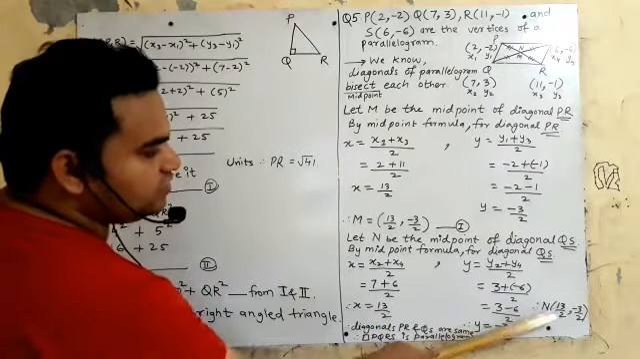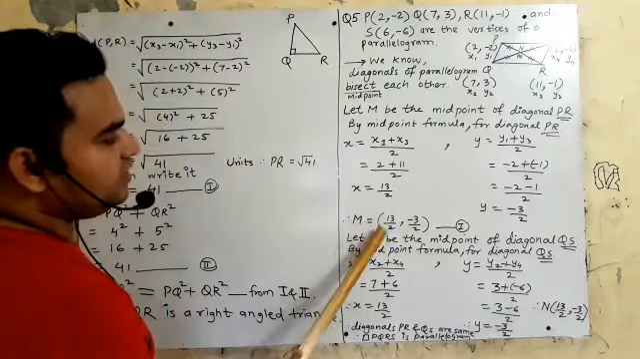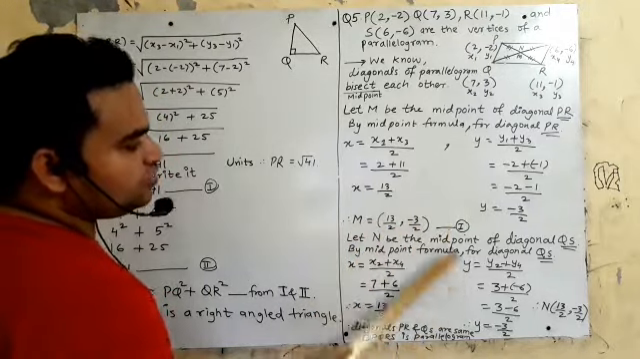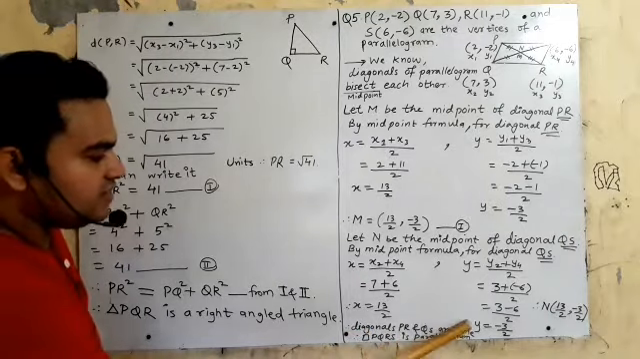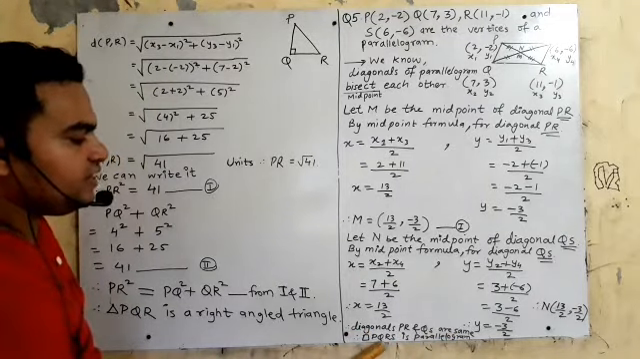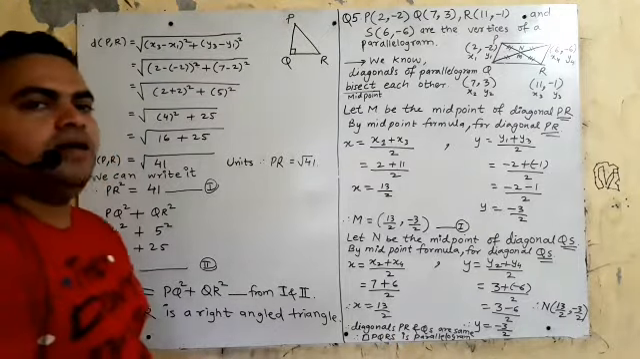See here, it is 13 upon 2 and minus 3 upon 2. Here also it is 13 upon 2 and minus 3 upon 2. So both the answers are the same. The midpoints of diagonals PR and QS are the same. Therefore, the given quadrilateral PQRS is a parallelogram.